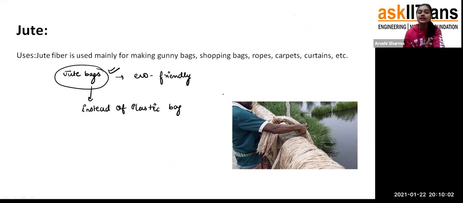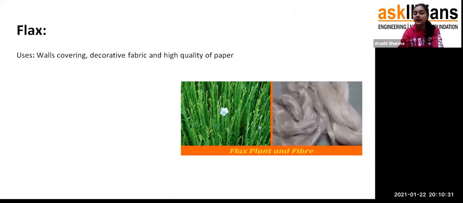So that's how, student, jute fiber is very important to use, because it is eco-friendly in nature. Even if you are using jute bags as shopping bags, you will get rid of plastic bags, because plastic bag is not eco-friendly. So this is one of the fibers which we are getting from the plant. So silk, cotton, jute, and hemp. These are all the four fibers which we have discussed till now, and we are getting them from the plant only.